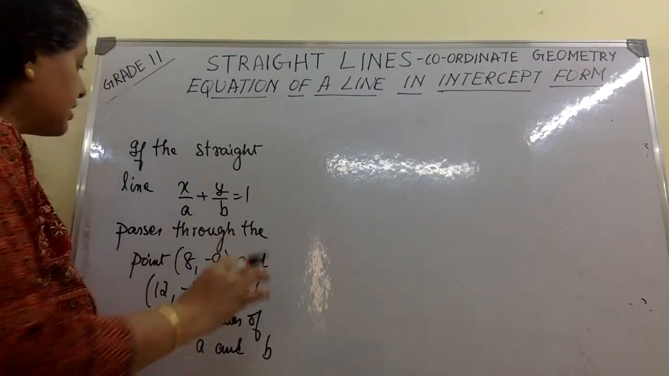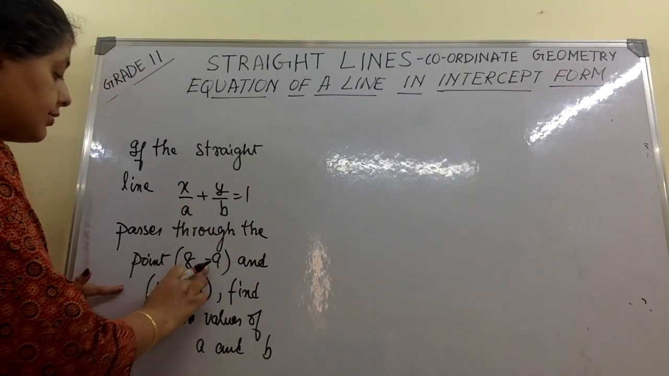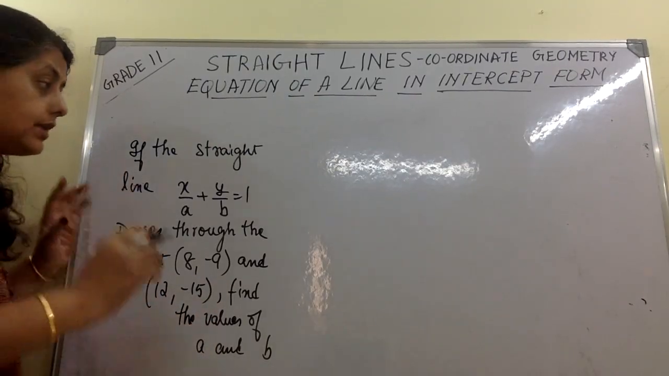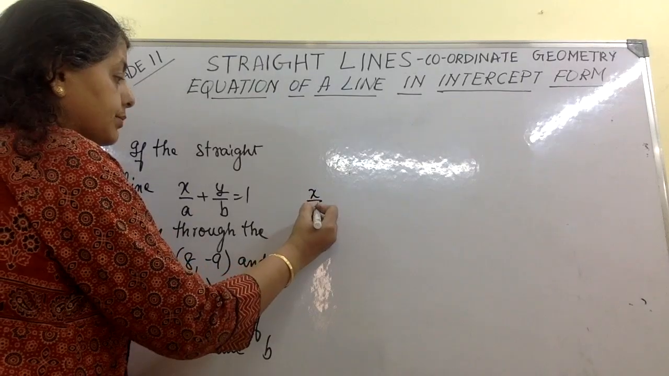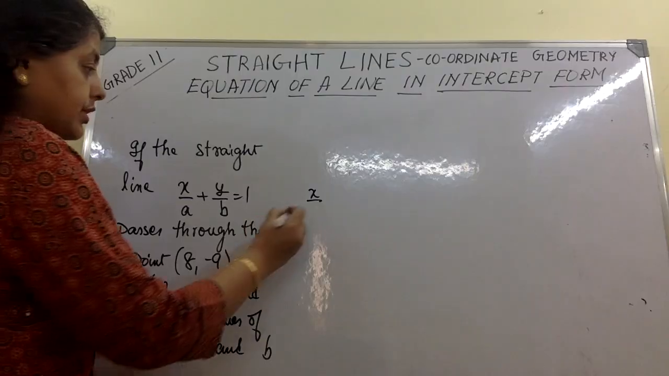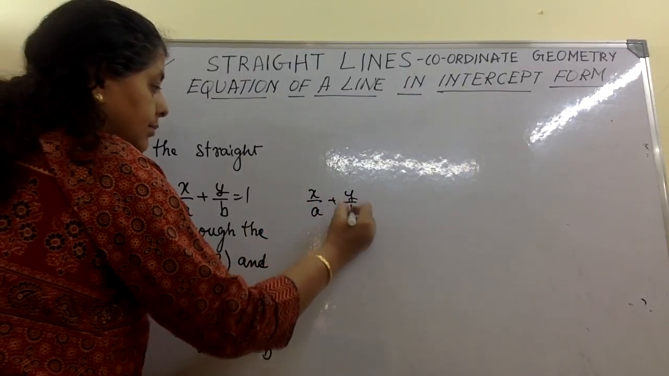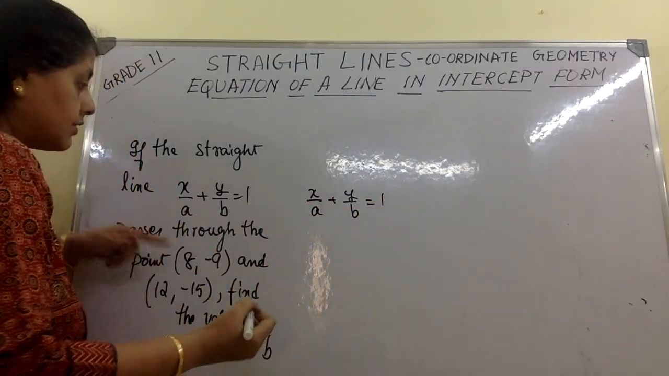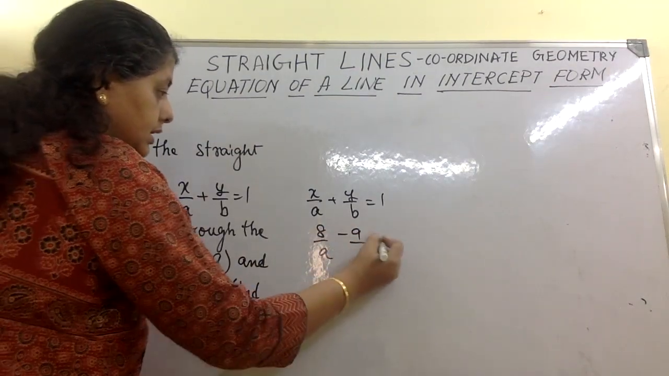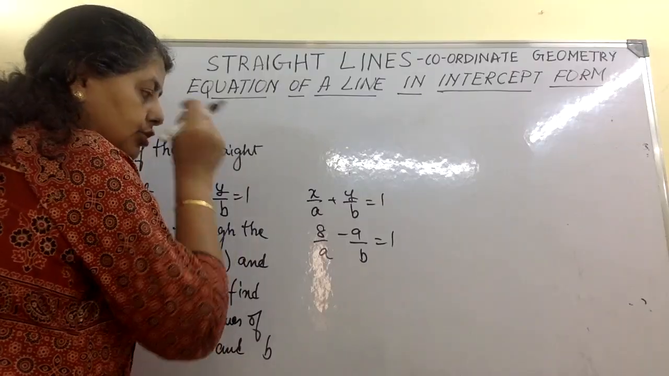So this is our next question. This is the straight line which passes through this point and this point. Find the values of a and b. Little different. Intercept form, x by a plus y by b is equal to 1. If it is passing through these 2 points, in place of x put 8, y put minus 9: 8 by a minus 9 by b is equal to 1.